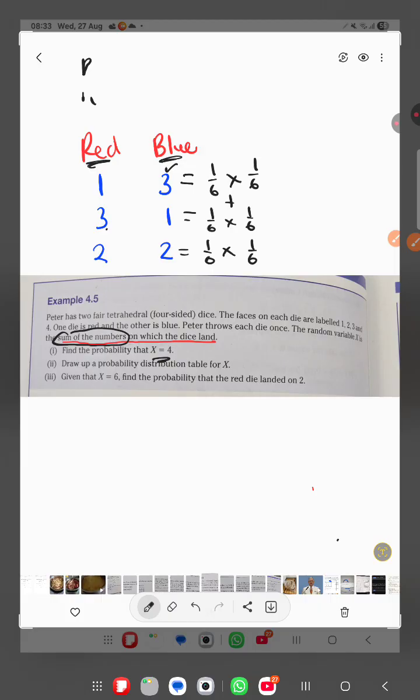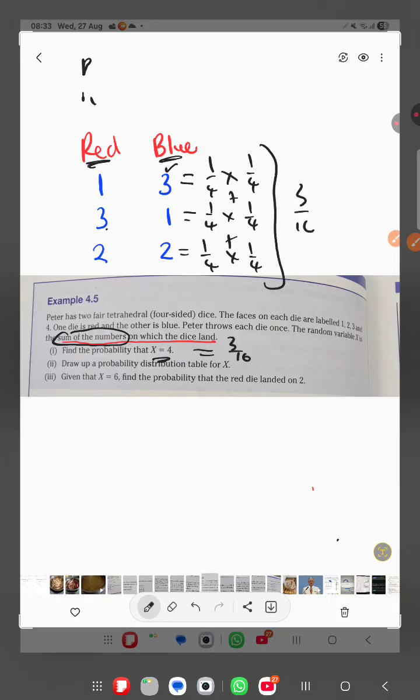Sorry, it's not a normal die. This die has 4 sides. That is my mistake. So the probability is 1 over 4 times 1 over 4, plus 1 over 4 times 1 over 4, plus 1 over 4 times 1 over 4, correct. So that is 1 over 4 times 1 over 4, 3 times, which makes 3 over 16. That is the correct answer. 3 over 16 when you add them all up.